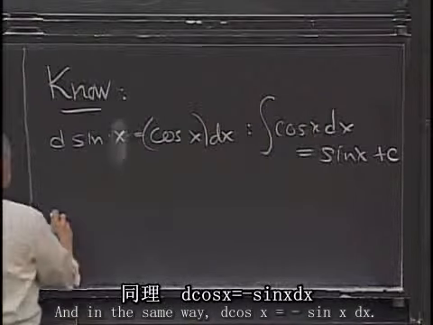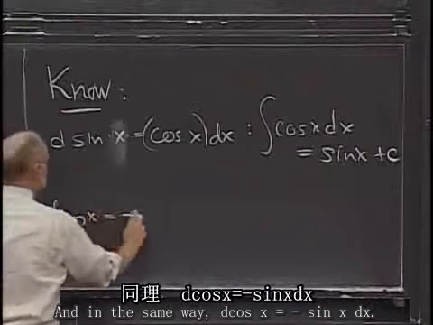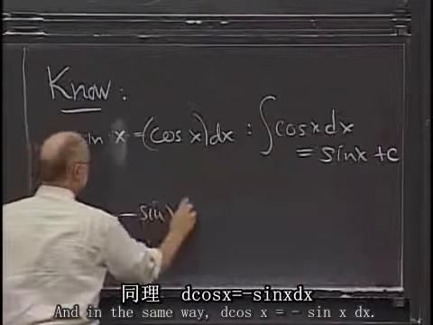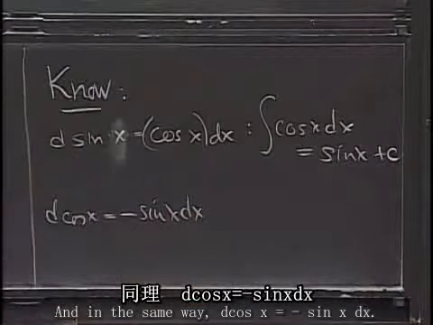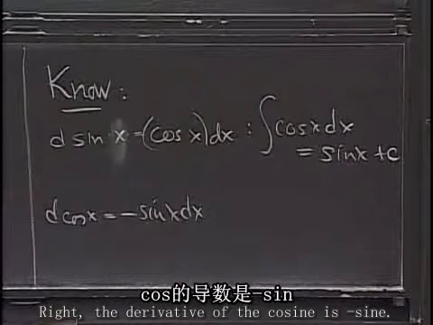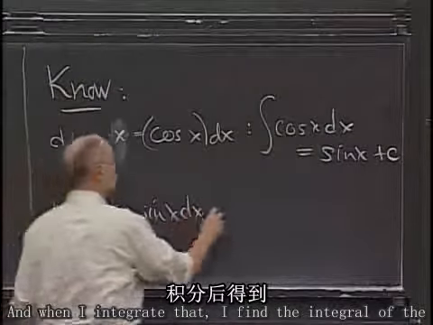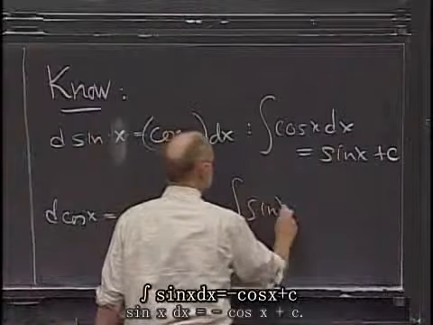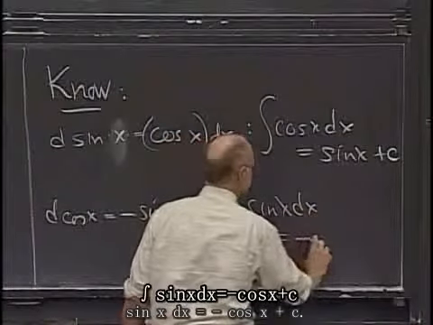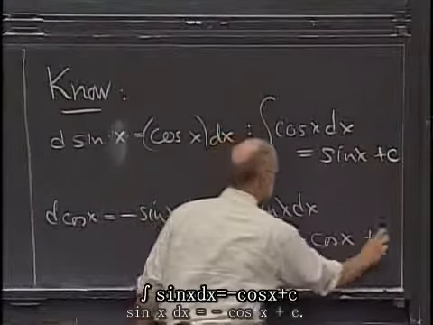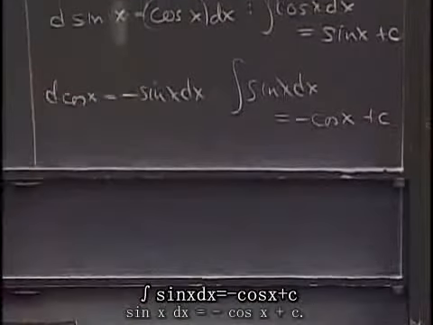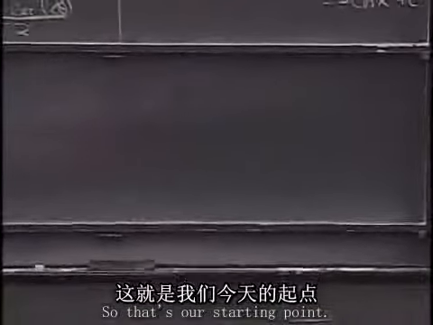And in the same way, d cosine of x is minus the sine of x dx, right? The derivative of the cosine is minus the sine. And when I integrate that, I find the integral of the sine of x dx is minus the cosine of x plus c. So that's our starting point.